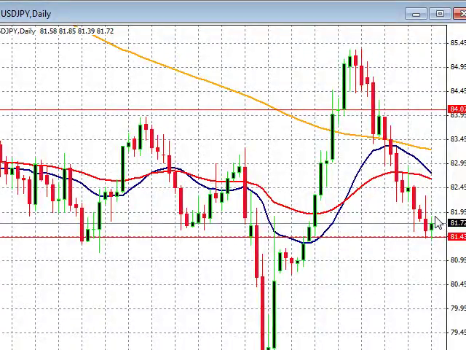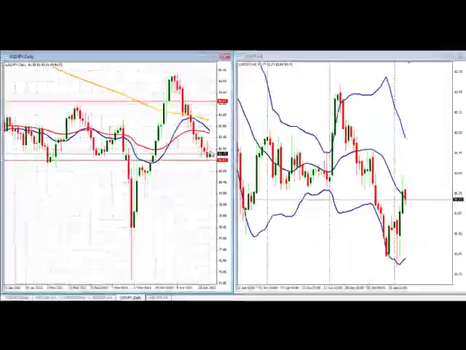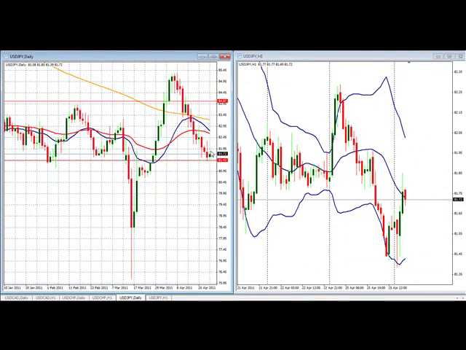If we start getting above these into this wick here, then it's something to consider. That we are consolidating once again, and we are channeling, and we could be reversing to the upside.